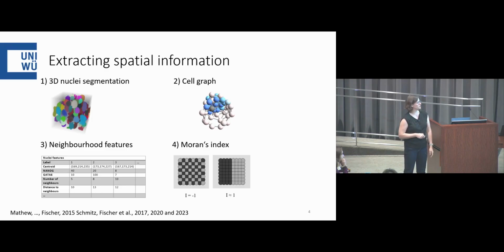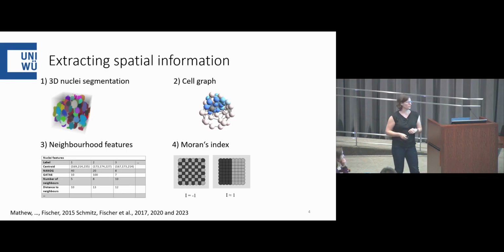From the graphs, we can also get more information because then we have not just the information on the individual nuclei, so their position and the expression levels and so on, but we can also quantify the neighborhood. So we then know which cell is next to which other neighbor, and is the other neighbor also NANOG positive or also GATA6 positive, all these kinds of information. And with these neighborhood features, we can then do spatial statistics.